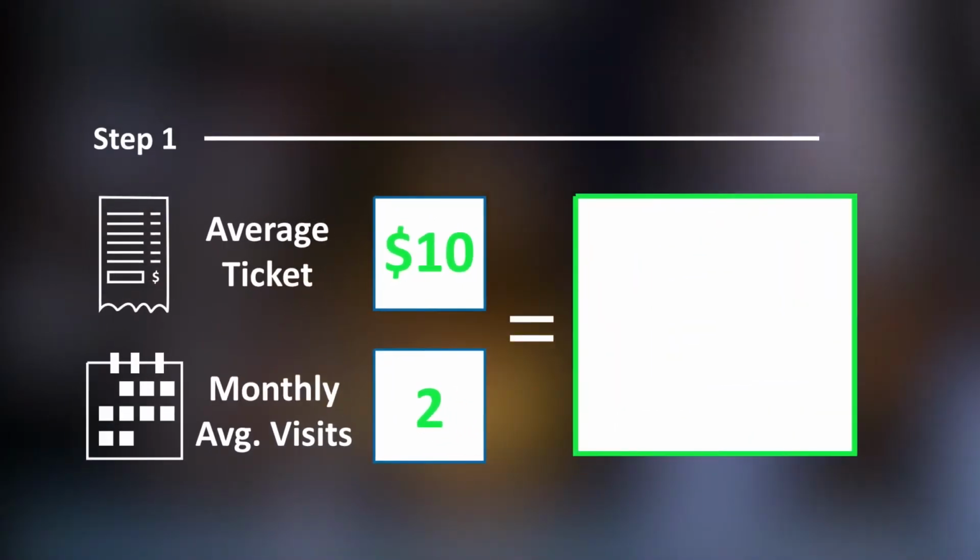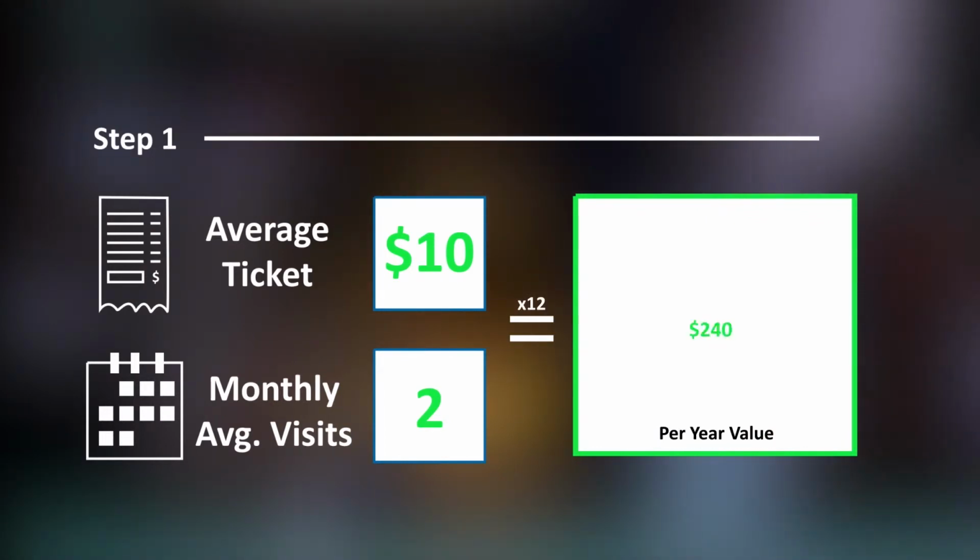The last part of step 1 is to multiply those together, and then multiply it again by 12. This will give you the yearly value to the customer. In our example, 10 times 2 times 12 equals $240. So this means the average customer is worth $240 in revenue for your business. Simple enough? Let's move to step 2.